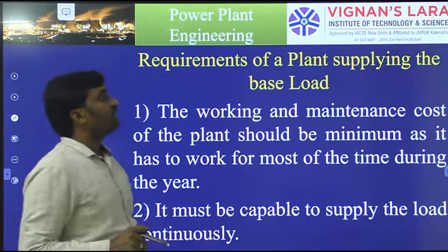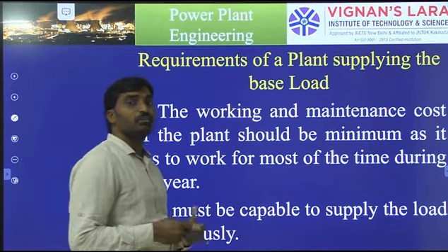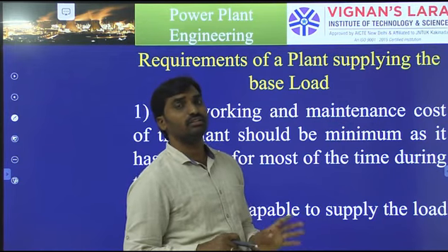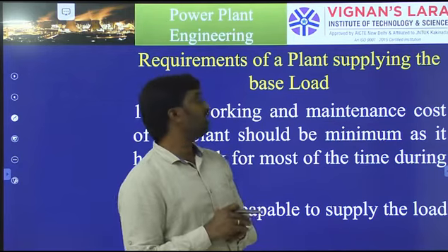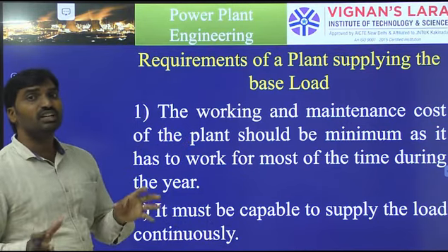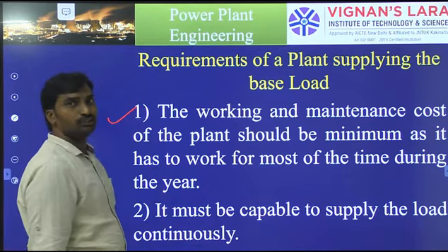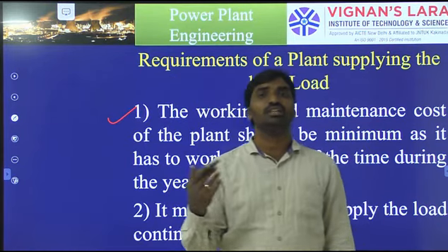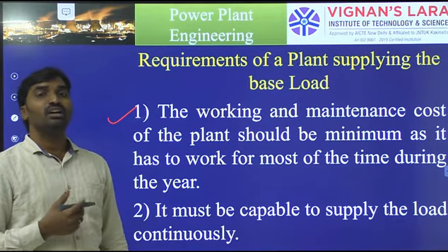What are the requirements of a plant supplying the base load? The simple thing is that the base load is continuously operated. The base load plant needs to run continuously, and the working and maintenance cost of the plant should be minimum, because it is a continuous running process. That is why we need to think about the cost. If it runs continuously, the running cost may be higher, which increases the production cost. That is why we need to minimize the running cost.